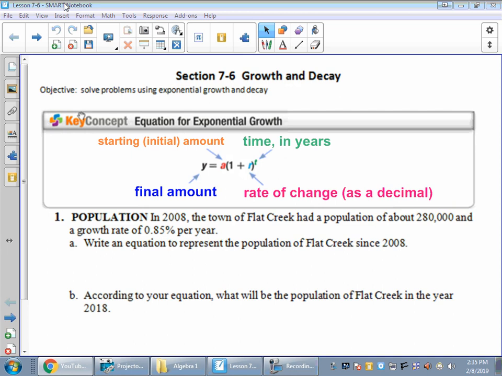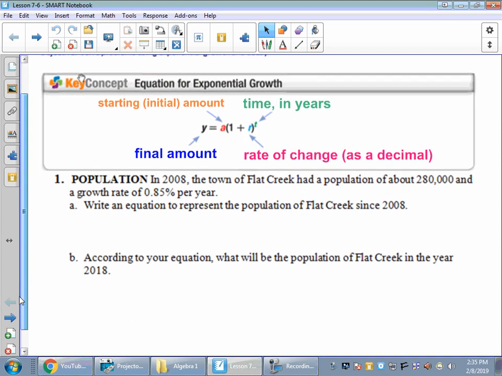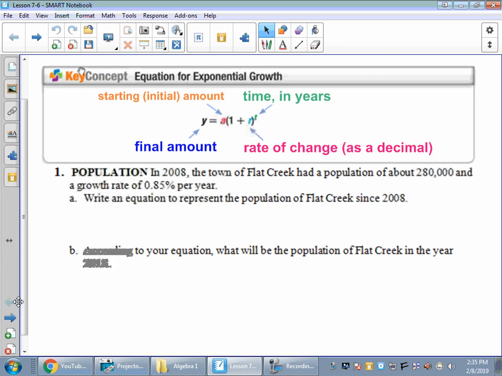Okay? So the first problem here, population in 2008. The town of Flat Creek had a population of about 280,000 and a growth rate of 0.85% per year. So the first one says just to write an equation representing the population of Flat Creek since 2008. And then the second one, we're going to actually solve a problem by putting a number in for the time. So the first one, we take a look, what do we have?